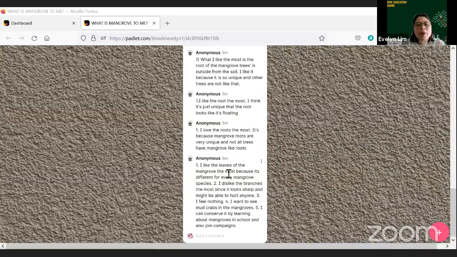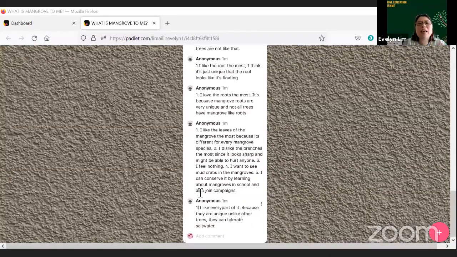I like the leaves of the mangrove the most because it's different for every mangrove species. Okay, all right. I dislike the branches the most since it looks sharp and might be able to hurt anyone. Okay, you actually feel nothing when you see mangrove. Number 4, I want to see mud crabs in a mangrove. Okay. And 5, I can conserve it by learning about mangroves in school and also join campaign. Okay, another reply is I like every part of it because they are unique. Unlike other trees, they can tolerate salt water.